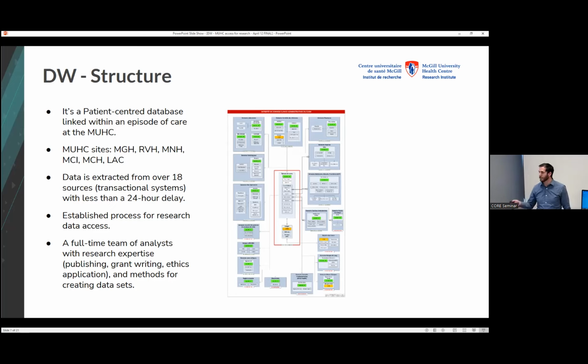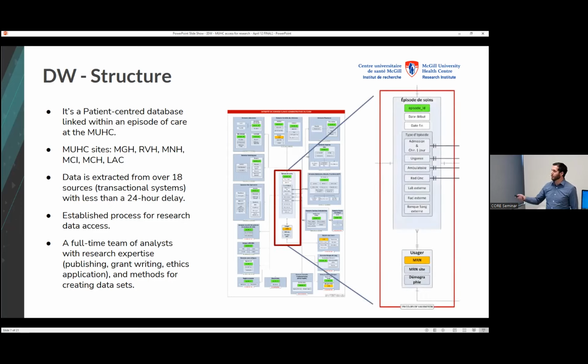So this is the structure of the data warehouse database. In the middle, everything is episode based. We have an episode ID and all the information inside. For example, an episode could be an admission, a day surgery, or another episode. And then there is the MRN and site demographic.